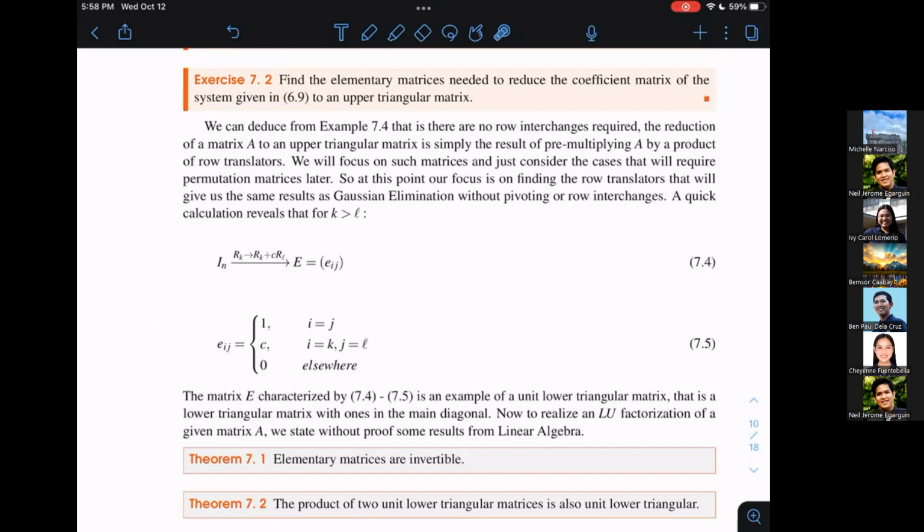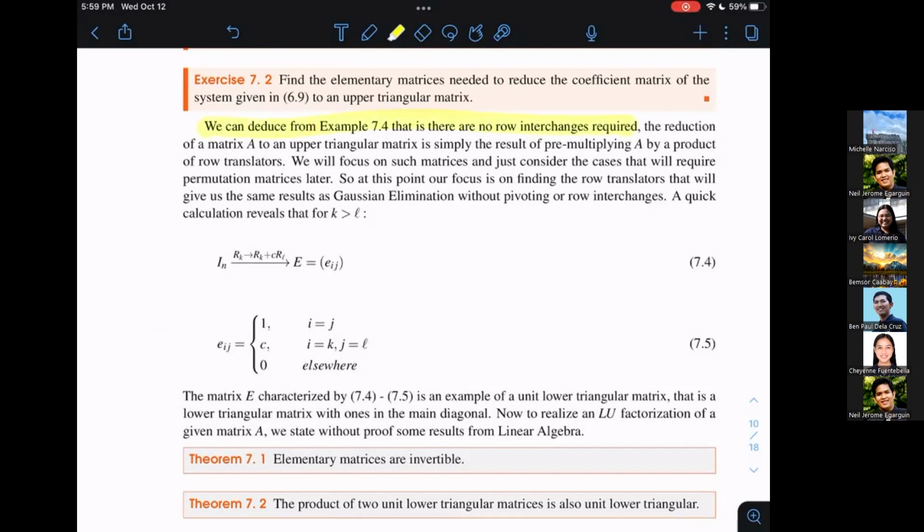Okay? Kasi pagka hindi lang row translators yung kailangan mo at kinailangan mo na ng row interchange, hindi na LU factorization yung makukuha mo. Pwedeng PA equals LU factorization na kasi dapat may permutation matrix tayo na ipe-precondition yung input matrix A. But that's a more detailed side of this factorization method. So for simplicity, tingnan muna natin yung mga kaso na hindi ko na kailangan ng pre-multiplication. Hindi ko na kailangan ng row interchanges. So kaya ngayon, yan.